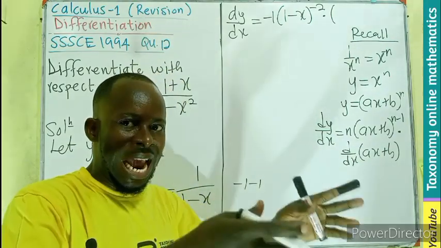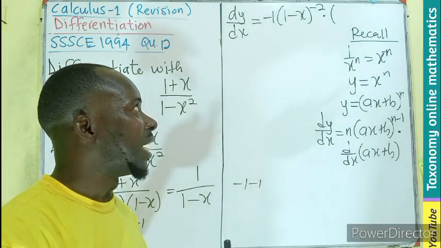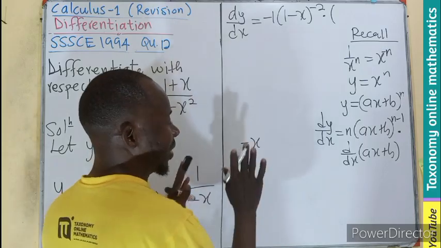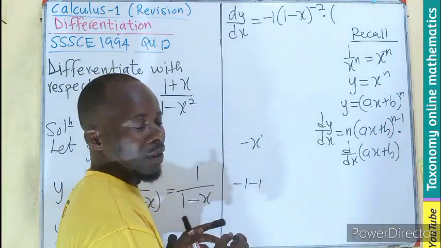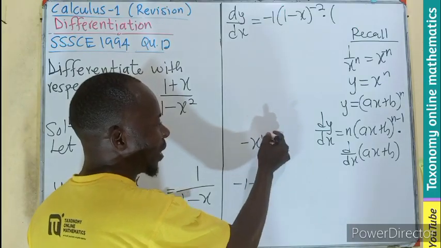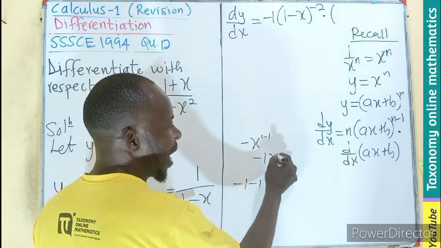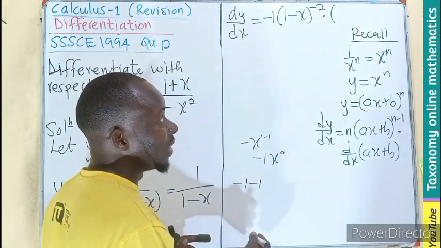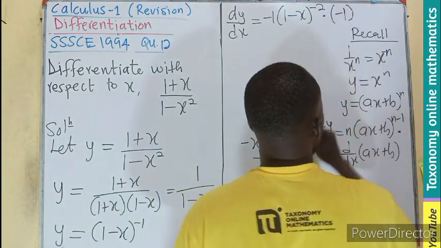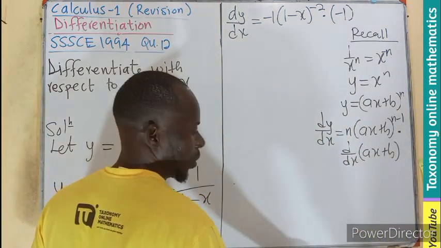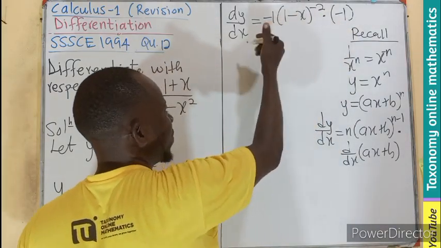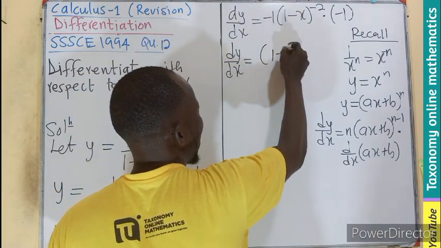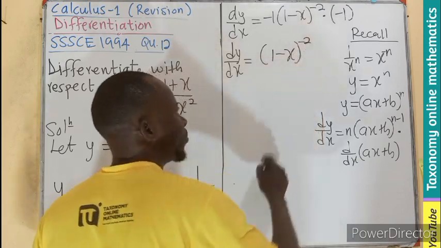This is the differentiation of the terms in the bracket. If you differentiate 1, you get 0. If you differentiate minus x, it has a power of 1 there, then we subtract 1, so this is minus 1 times x exponent 0. We know this is going to be 1, and 1 times negative 1 gives a negative 1. So in the long run, this negative and this negative become positive. Therefore, dy/dx will be (1 minus x) all to the power minus 2.